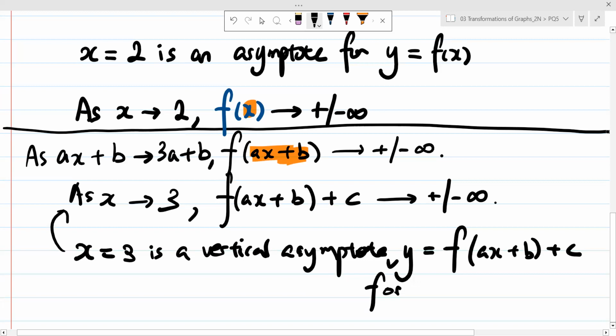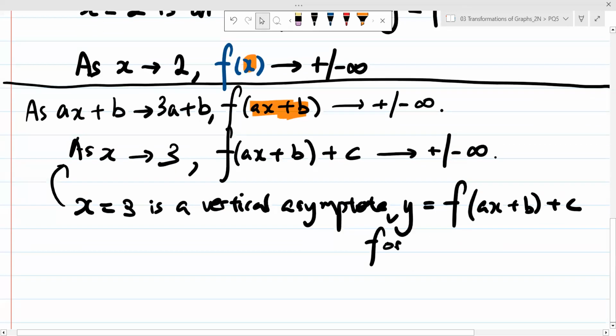Okay, now we can do a comparison. You see, the thing is that ax plus b is just like a variable itself, right? I could say something like this. So let z equal this.